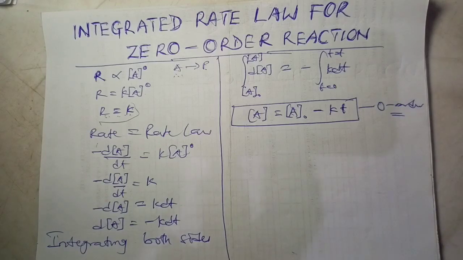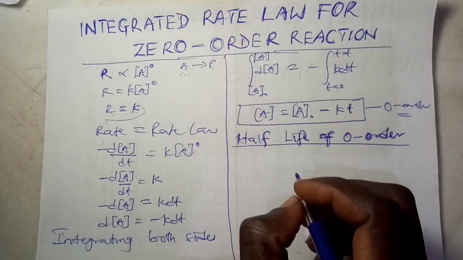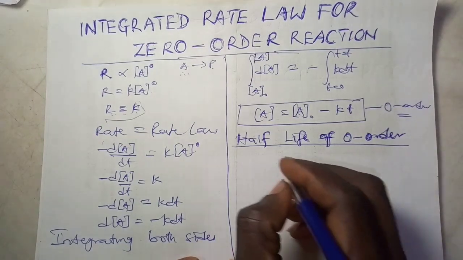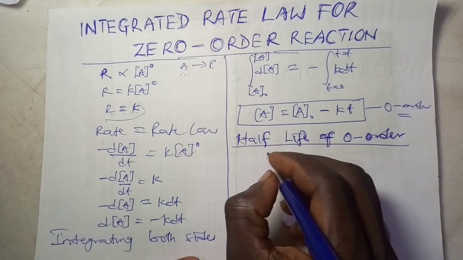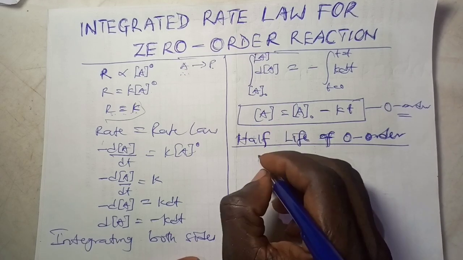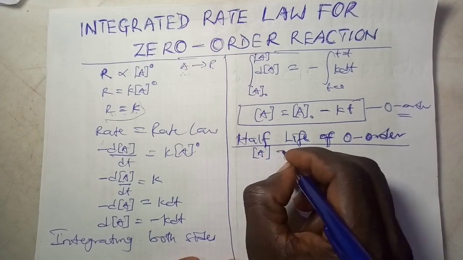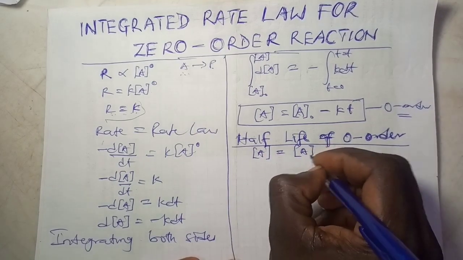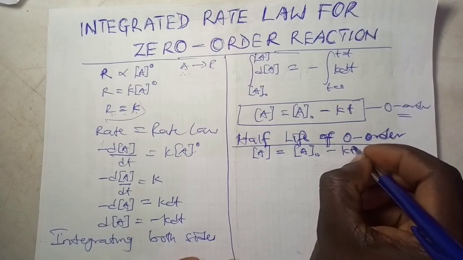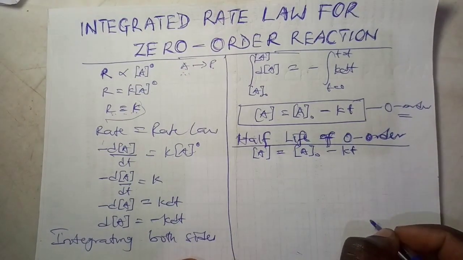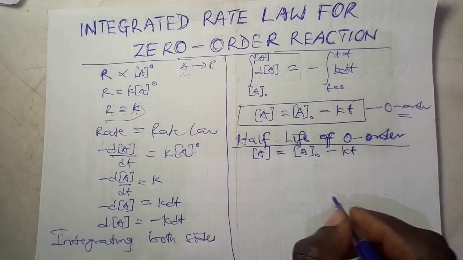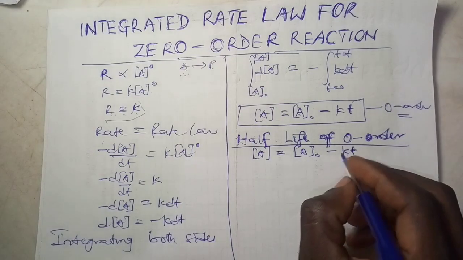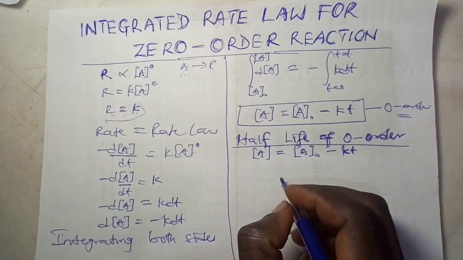Okay, so let me quickly run through the half-life. In the half-life of zero order, let me bring back the integrated rate law. I am going to be managing this space. I hope you can see what I am writing. Please, if my video is not clear, put it in the comment section. I will be working on that, but for now this is what we can be managing with.